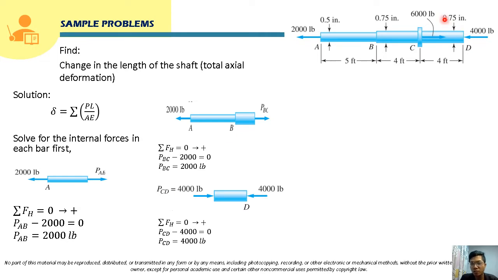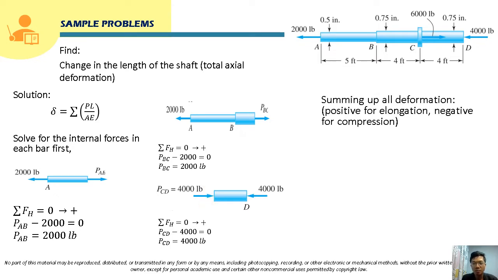If we use the equilibrium equation, same here, if we use the left side, 2,000 and then 6,000 here, if we sum them up, it will just be 4,000. And that will be compression, right? Here this is in compression, so in our summation later on, this will be negative. Okay, so we are going to solve for the deformation by using this formula, the summation of PL over AE, the deformation of each segment.